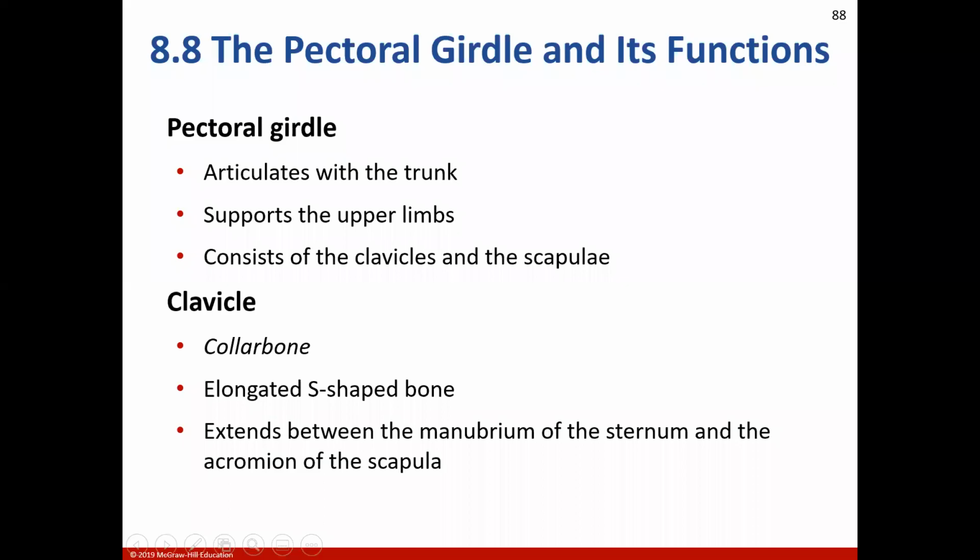All right, so let's go down and look at a couple of things. The pectoral girdle now, because now we're talking about appendicular. So this is about the appendages and the associated structures. So pectoral is around the chest and shoulder. So that's the upper limbs, the arms. Clavicle, we'll see, and the scapulae.